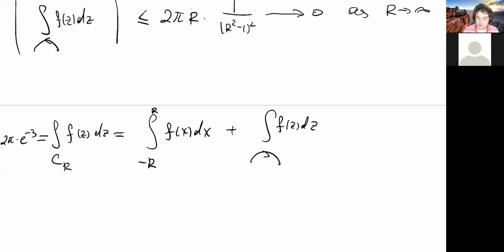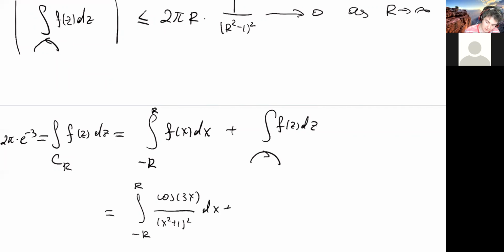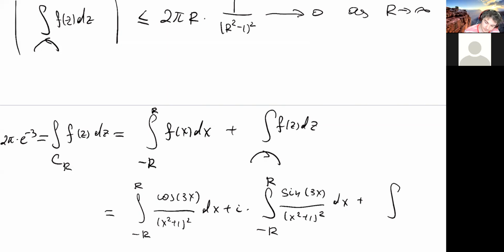And let's recall what is this first term. f involves the exponential. So in fact here we have cosine, and this is what we want, plus i times sine, which is what we don't want. And this term is still here. Before we pass to the limit, it will be here.